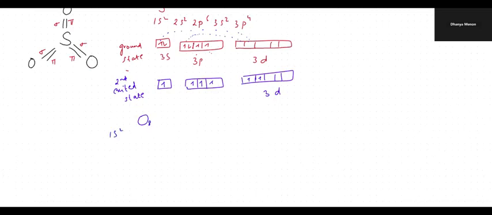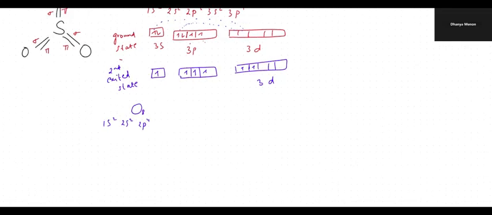1s2, 2s2, 2p4. So I don't need the inner orbital, so I'll just draw the 2p4. So oxygen, 1, 2, 3, 4. I've drawn the spin opposite to that of sulfur, because for orbitals to combine, the electrons must have opposite spin.